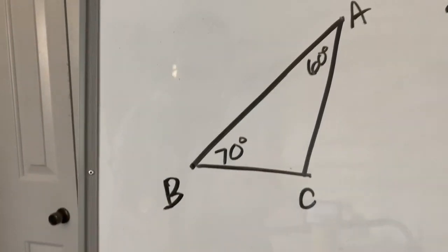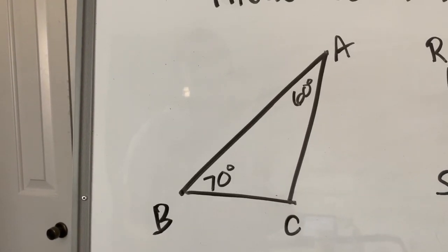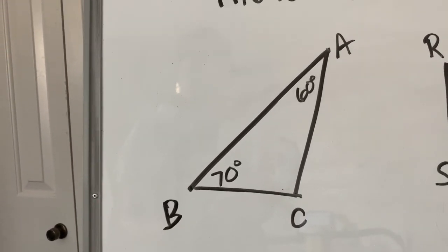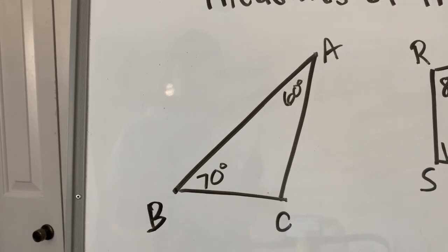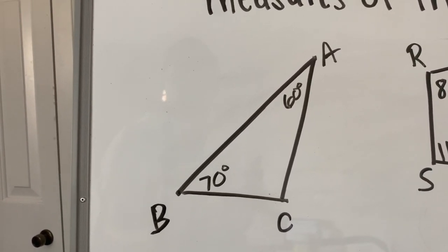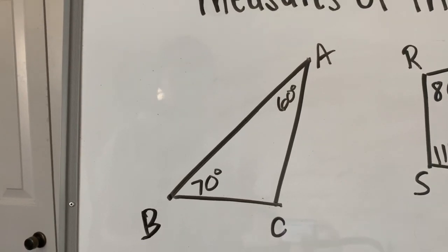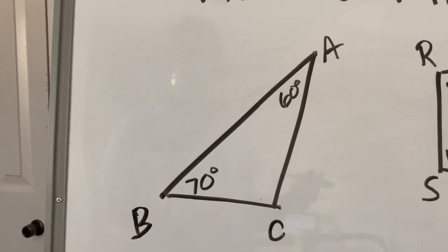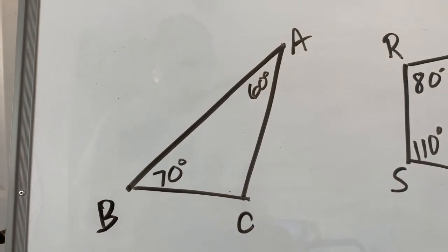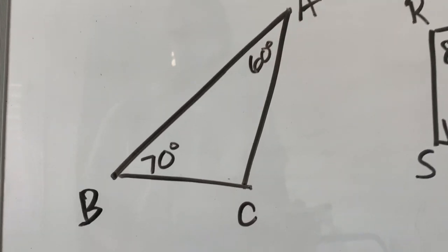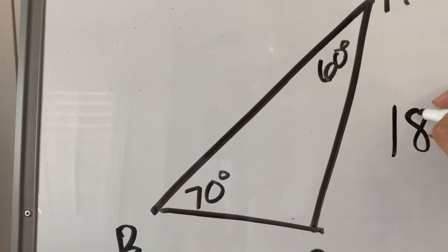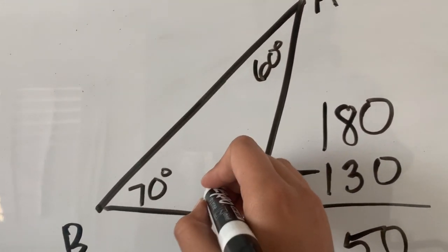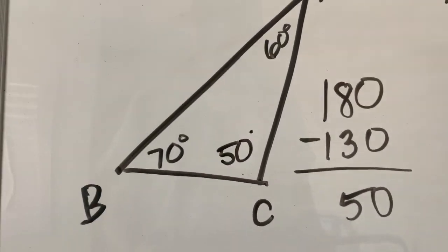Okay, let's do another practice. Let's start with triangle ABC. So, what do we know about the sum of the interior angles of a triangle? That's right, 180 degrees. So in order to find that missing angle, I'm going to need to do 60 plus 70 and then subtract. So I know 6 plus 7 is 13 with a 0, so 130. Now I need to do 180 minus 130. And I get 50 degrees.